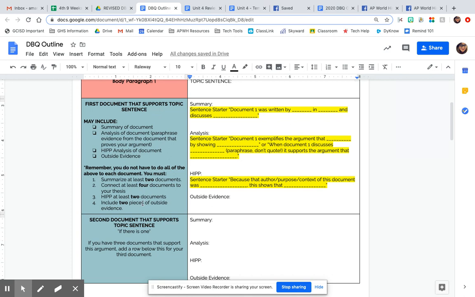Now, I think it's always safe to do more, so HIPP three or four documents, just in case you miss the mark on one of them. Include as many pieces of outside evidence as you can, just in case you miss the mark. But to get the basic points, this is what you have to do over here on this side, what I've just highlighted.